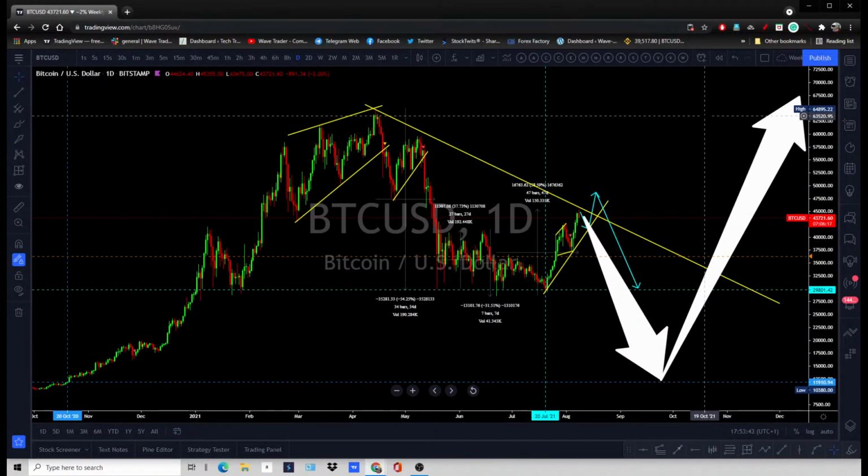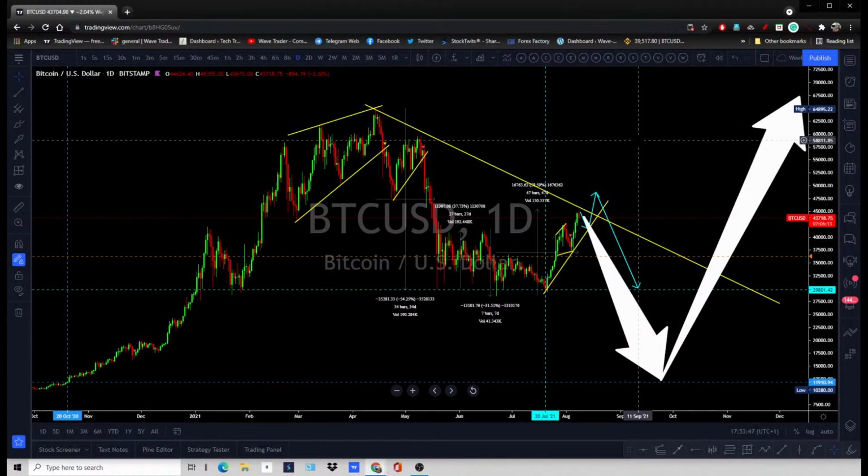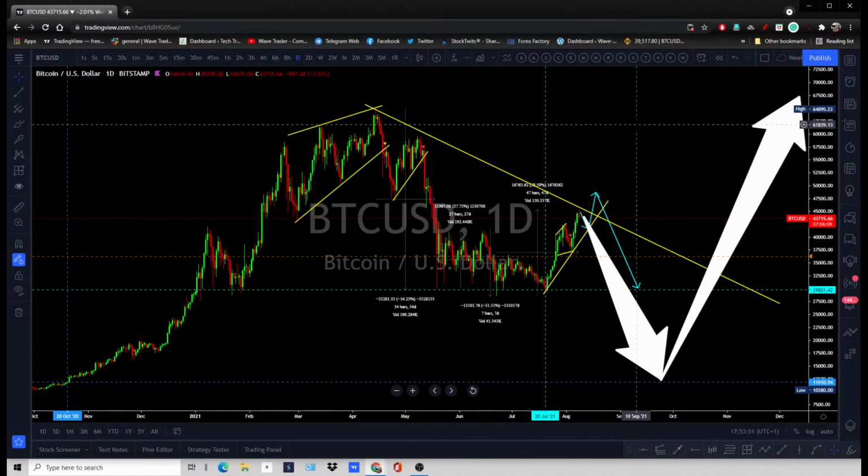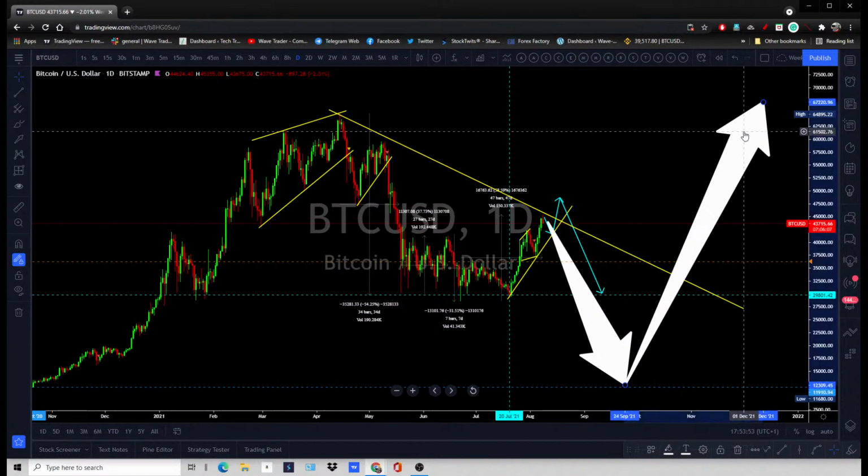Yeah, there is potential in the longer run that Bitcoin can go up to 100K. Yes, it can go, but it is not going to go there straight away, and fundamentals need to be in favor of Bitcoin for it to go that far.